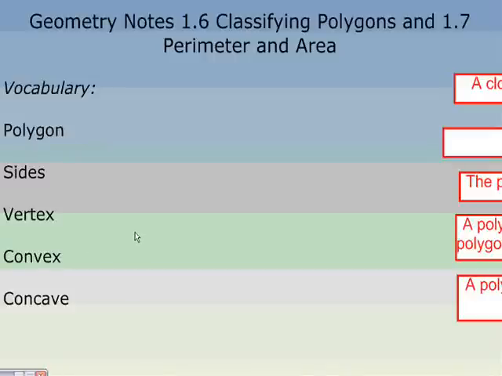Hi, welcome to part 1 of notes 1.6 and 1.7. These are the final notes for the first unit of geometry. Yay! We're going to begin by talking about polygons, and as always, we're going to begin with vocabulary.